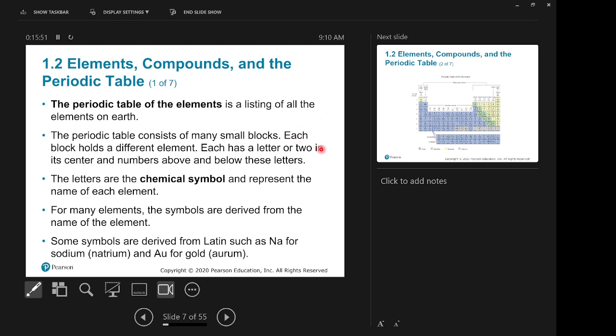Again, the periodic table is going to consist of small blocks. Each block is going to hold a different element symbol and atomic number, which is actually how these are arranged. They'll also list the atomic mass within there. The letters are going to be chemical symbols. They're going to represent the name of each element. Each element will have a 2-letter designation. If you see a 3-letter designation, it means they haven't figured out the actual name for it yet. Okay? And that's a temporary naming.